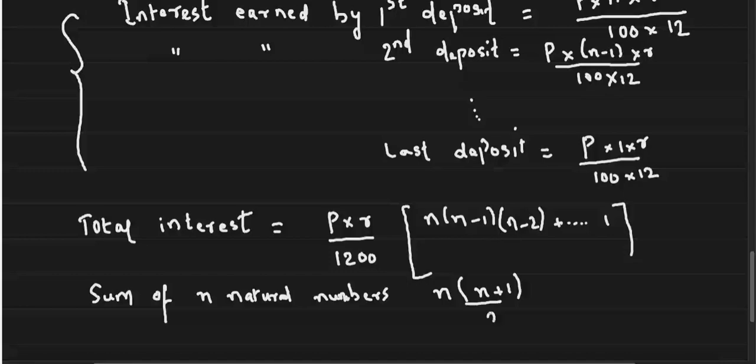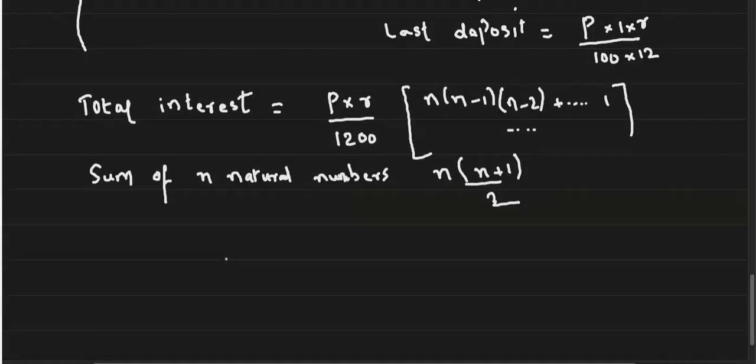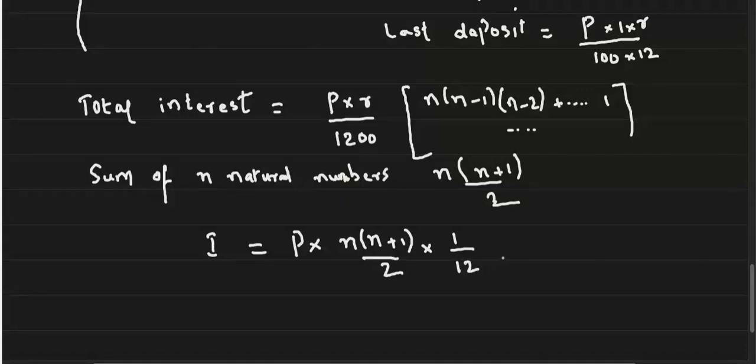So what is happening here? Everything in this bracket gets replaced by this formula, n into n plus 1 by 2. So now the total interest on the recurring deposit will become P times n into n plus 1 divided by 2 into 1 by 12 into R by 100.